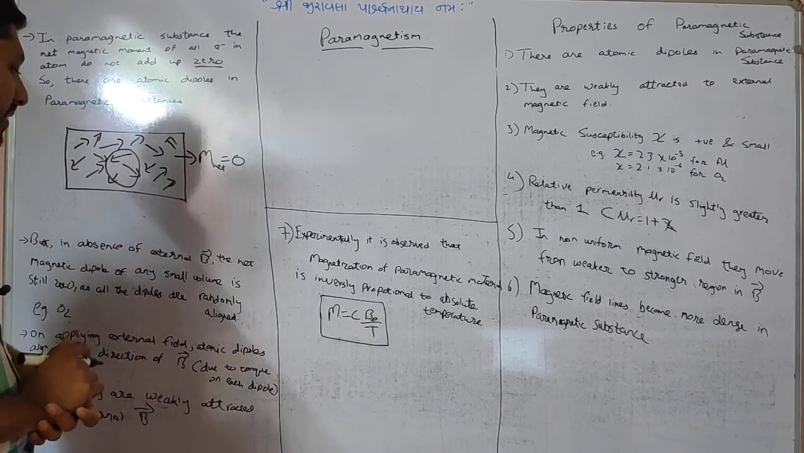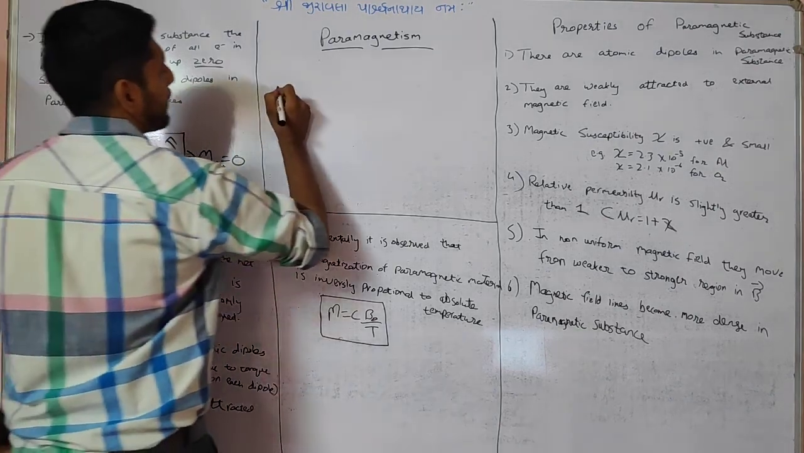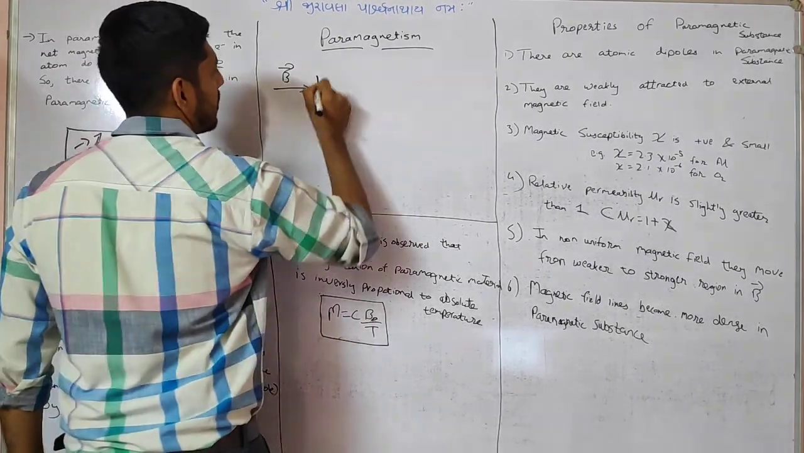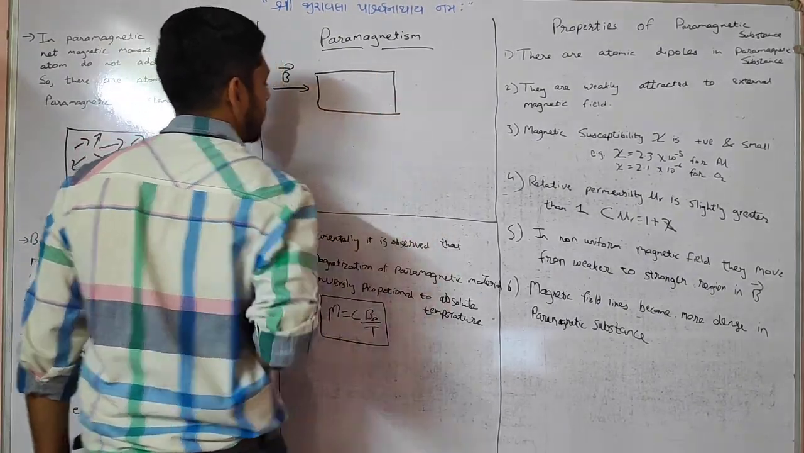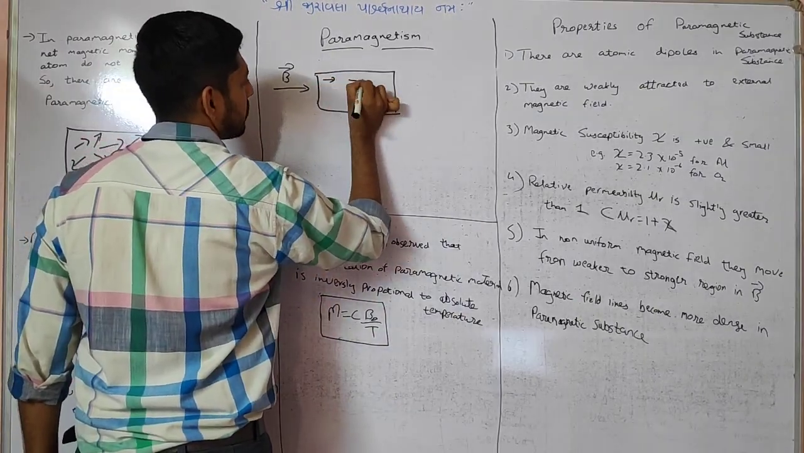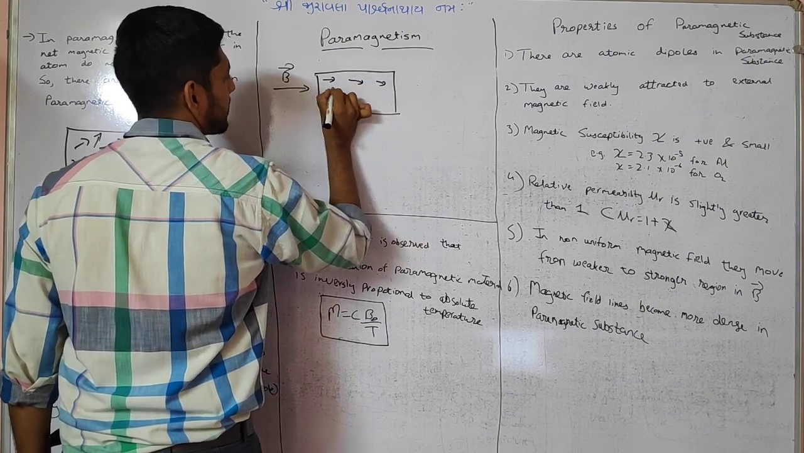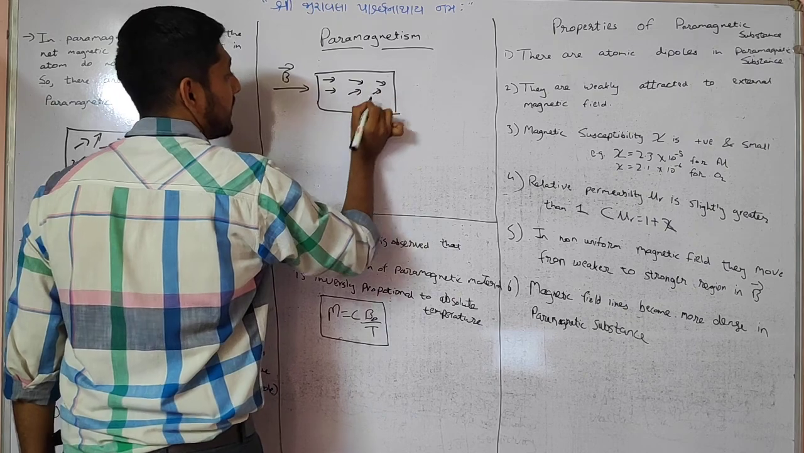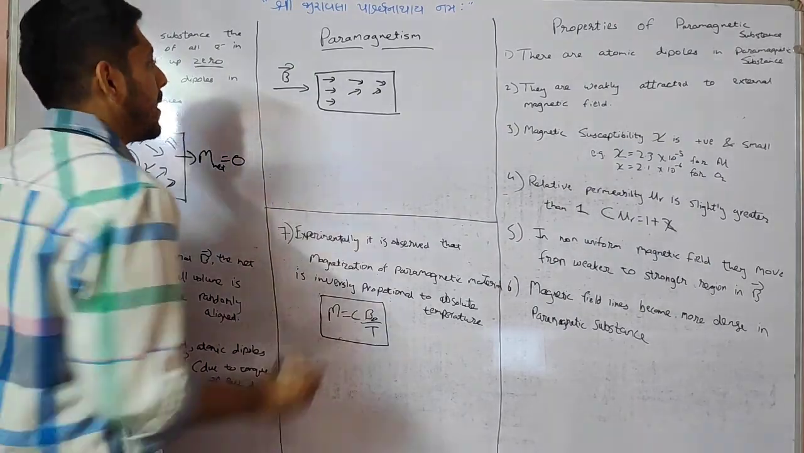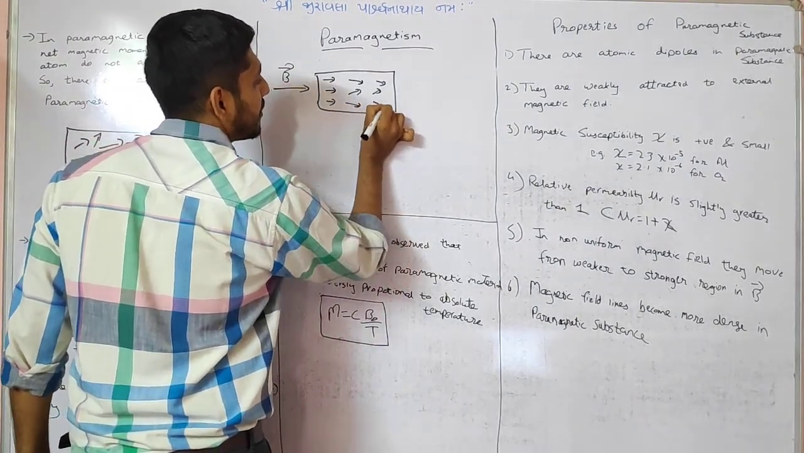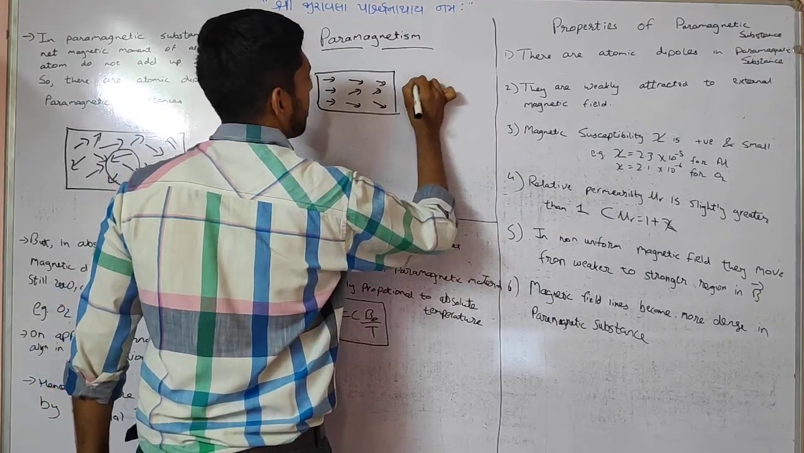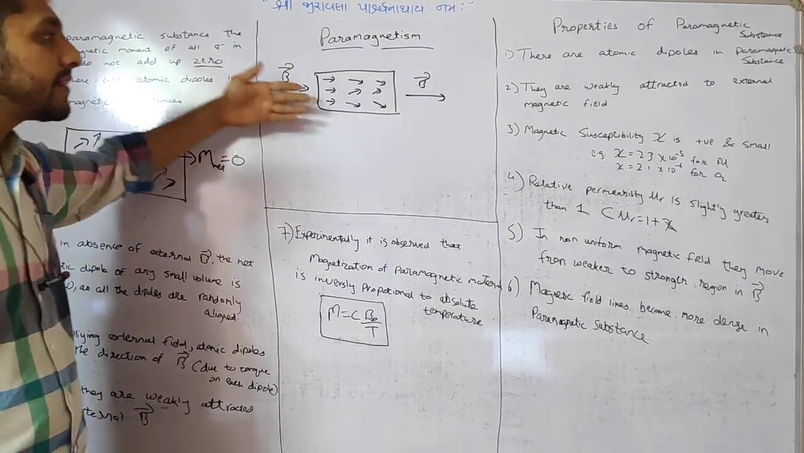So on applying an external field, what will happen? Suppose I am applying an external magnetic field, what will happen inside it? The atoms or the magnetic dipoles inside it will try to align themselves in a single direction, that is, in the direction of the external magnetic field. Though they will not be exactly aligned, it will not be 100%. That's why I have drawn these crossed arrows. But it will try to align itself in the direction of the external magnetic field. I hope this is very clear to you.